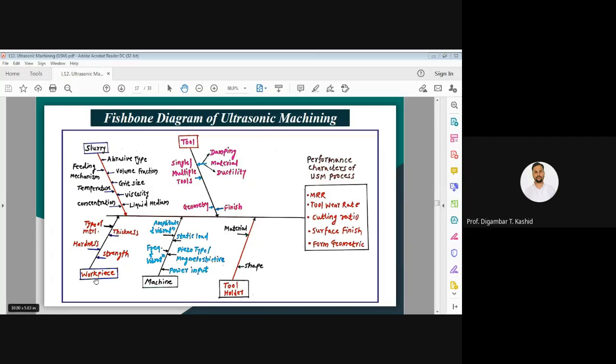Now you can draw this diagram, a fishbone diagram of your ultrasonic machine. Through this diagram you will get the different process parameters which will affect the performance of your ultrasonic machine, and how to evaluate the performance. For that purpose we have some performance characteristics, like material removal rate, tool wear rate, then cutting ratio, surface finish, and the form geometry. So please draw this diagram.